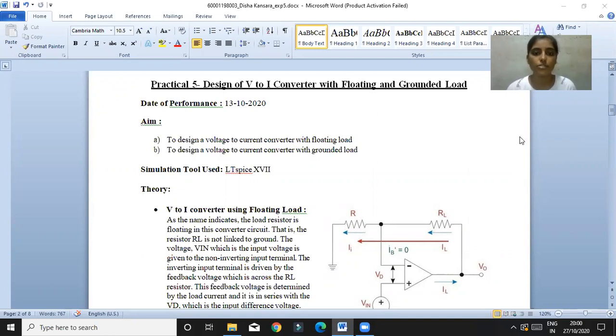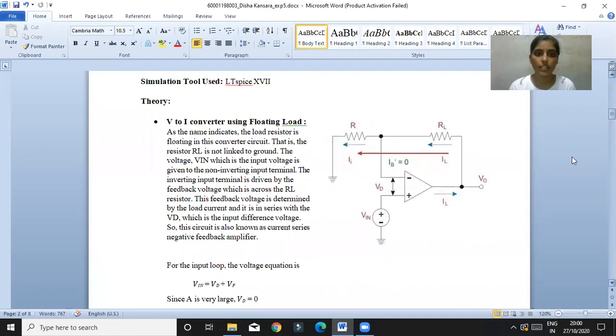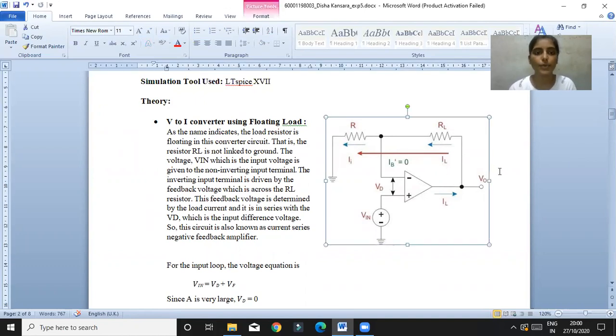My aim is to design two V2I converters, first with a floating load and second with a ground load. First of all, I will explain the floating load V2I current converter. This is the circuit of the V2I converter using a floating load.